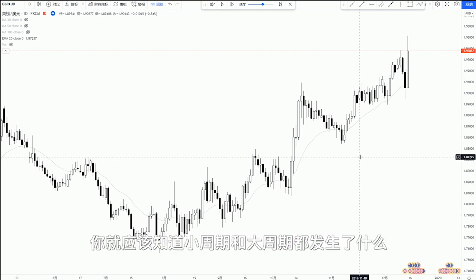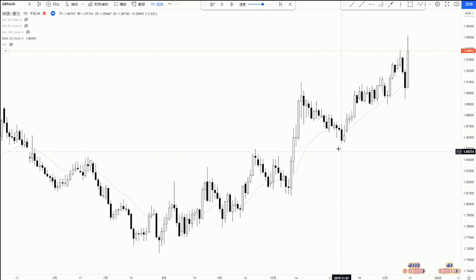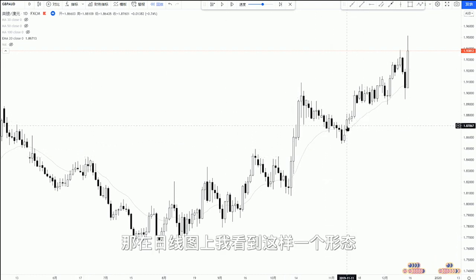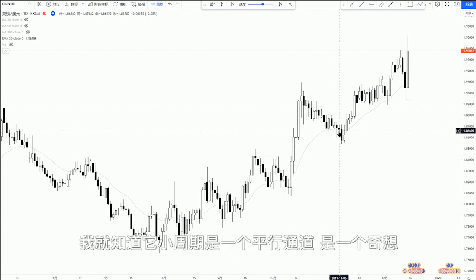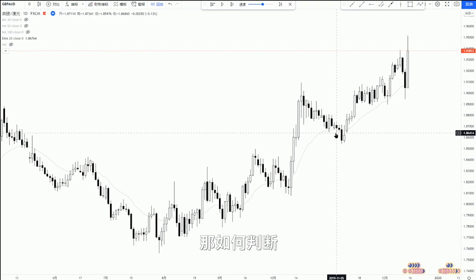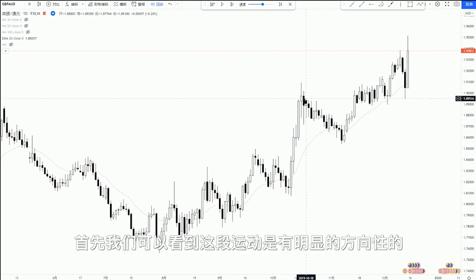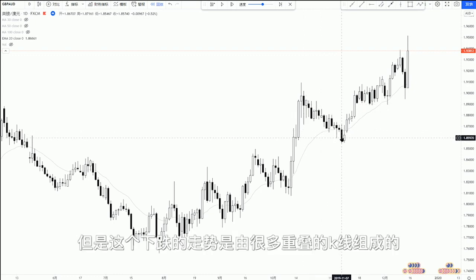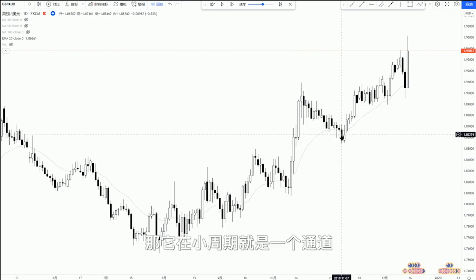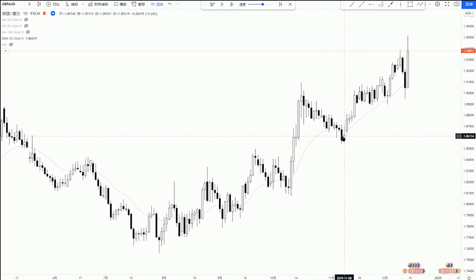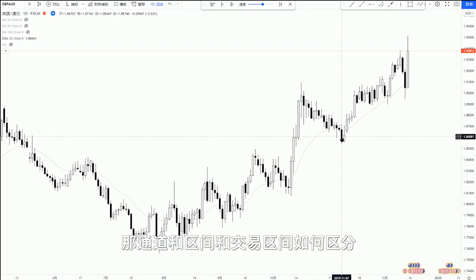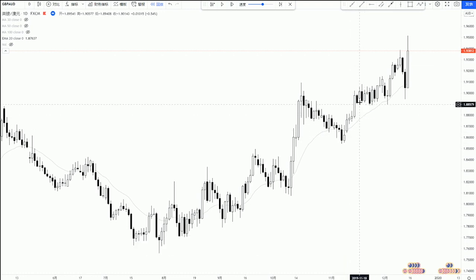How to distinguish between a channel and a trading range? We can look at this segment, which also has overlapping K lines, but in this segment you don't feel any significant directional movement, so it's the trading range in the small period. Alright, let's go to the small cycle and see how this looks. This is the trend that we see on the daily line, and it's very easy to trade. We can take a look at it.